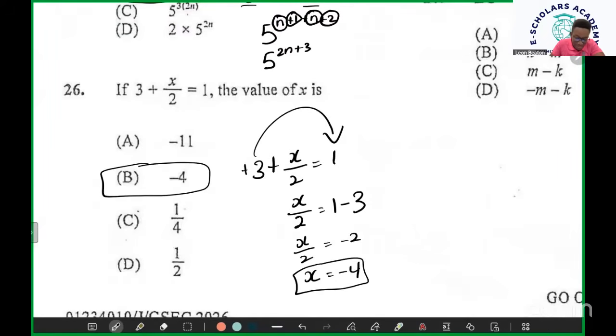And if you're smart, you can do trial and error. Instead of x, we can say negative 4 divided by 2 is negative 2. So you'll have 3 plus negative 2, and indeed, that is equal to 1. Right? Trial and error. Be smart with it.